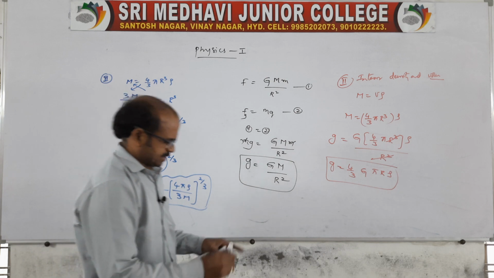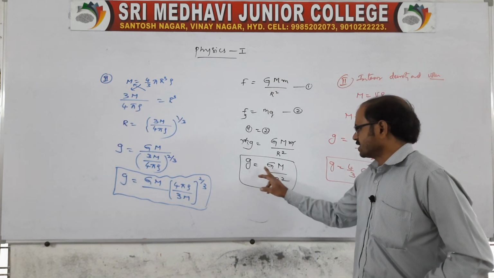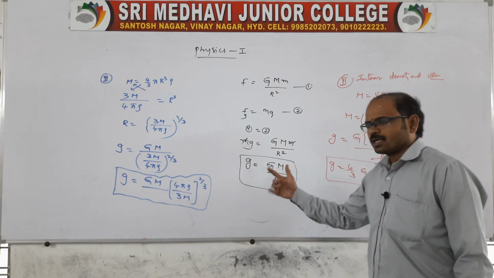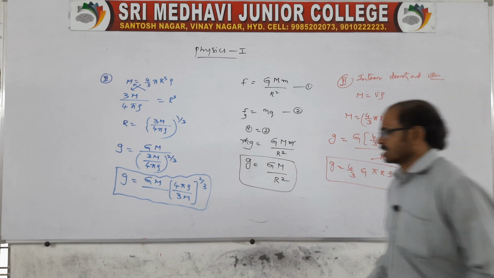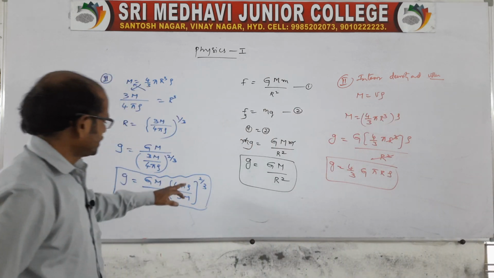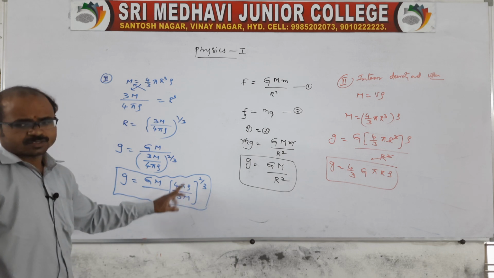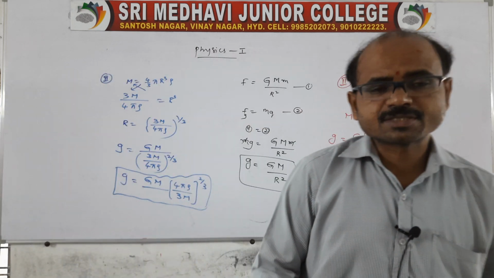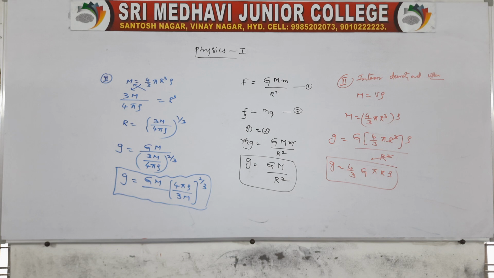These are the three expressions. One expression directly gives the relation between small g and capital G. Small g is equal to GM by capital R square, and another one is in terms of densities and radius. Here is also another one in terms of mass and densities. So you are supposed to remember these values, the relations between small g and capital G, which are important from the IPE point of view.